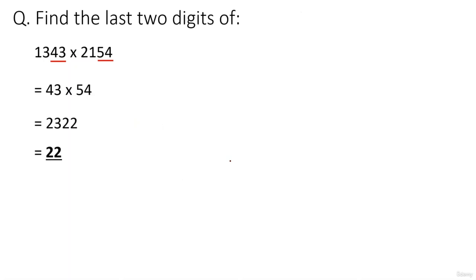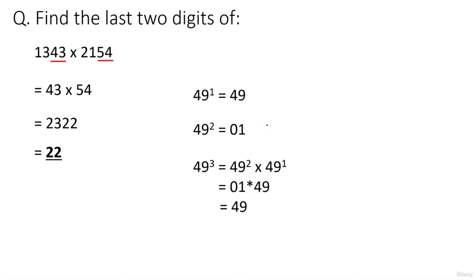Now guys, we learn an important thing here. What is 49 raised to the power 1? It is 49, right? 49 square, I told you previously, was 2401, ending with 01, right? Now if we cube it, 49 cube, what will we have to do? We have to multiply both sides by 49, right? So the last two places will be 49 into 1. Again ending with 49, right?